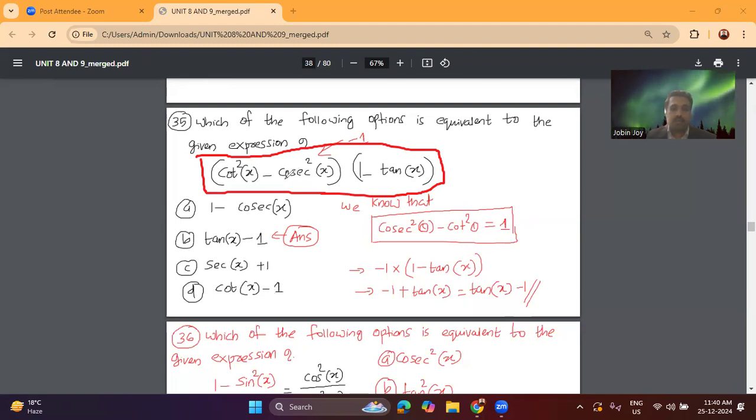Here you can see this is in the form of an identity. What is that identity? Cosec square theta minus cot square theta is equal to 1. But here it is in the reverse order, that means cot square x minus cosec square x. So you know that cosec square theta minus cot square theta is equal to 1, so this is in the reverse order. That means you can give the value of minus 1 here. So minus 1 into 1 minus tan x. You just multiply minus 1 into 1, that means minus 1. Then minus into minus, plus tan x. So tan x minus 1. So the answer is tan x minus 1.